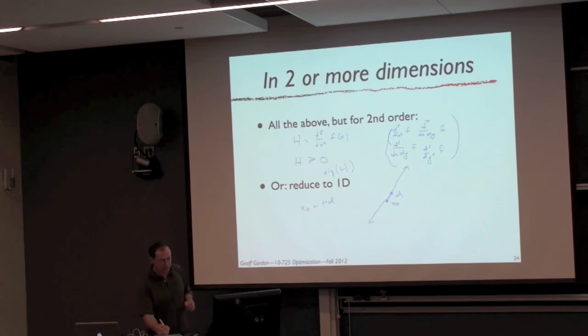And if for every x0 and d, the function f of x0 plus td is convex as a 1-dimensional function, then f itself is convex. So in multiple dimensions, you get some additional flexibility, and also some additional difficulty, but they trade off against one another.